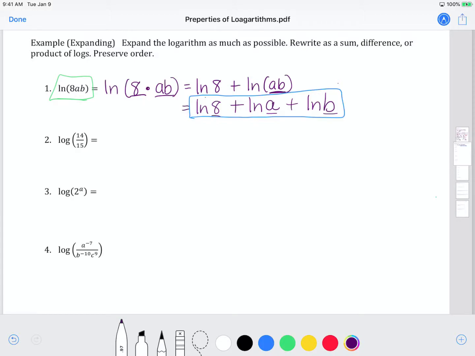Okay, looking at the second example, I am going to be using the quotient rule. I have 14 divided by 15 in there, so according to the quotient rule, I can write it as subtraction. Remember with the quotient rule, the order matters, so I want to make sure that 14 goes first. So I have log of 14 minus log of 15. Now I have no exponents for the 14 or the 15, and I don't have any other factors in there with the 14 or the 15, like a 14x or a 15y, so I know I'm completely done expanding.